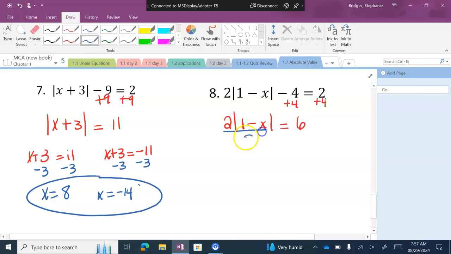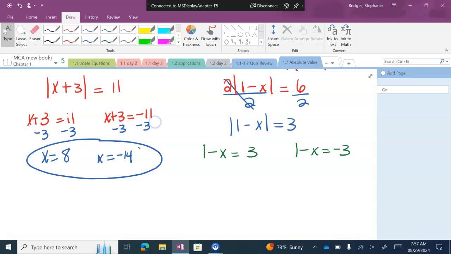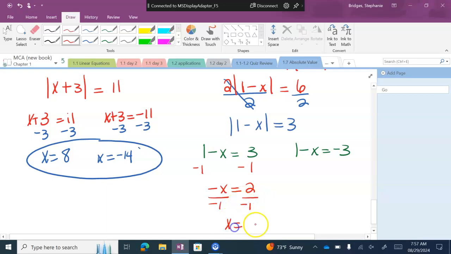We want to get rid of the 2 first, so we're going to divide. I get the absolute value of 1 minus x is equal to 3 now. And now I'm ready for my 2 equations. 1 minus x equals 3, and 1 minus x equals negative 3. I get negative x equals 2, so I'm going to divide through, and I get x equals negative 2.